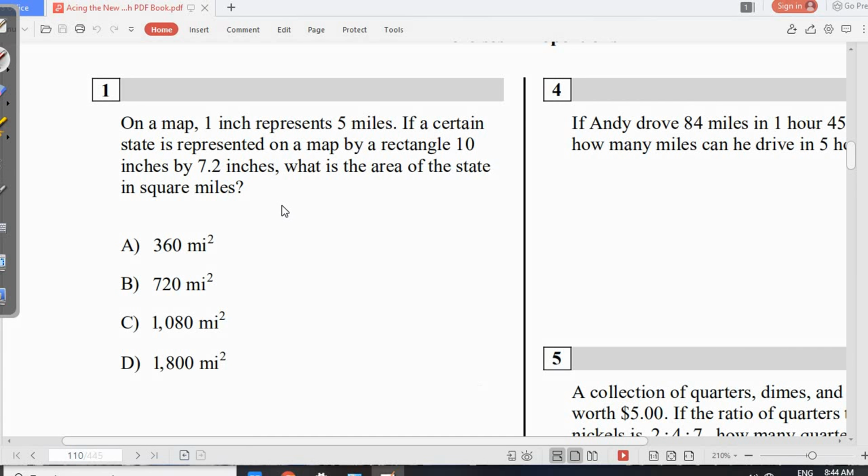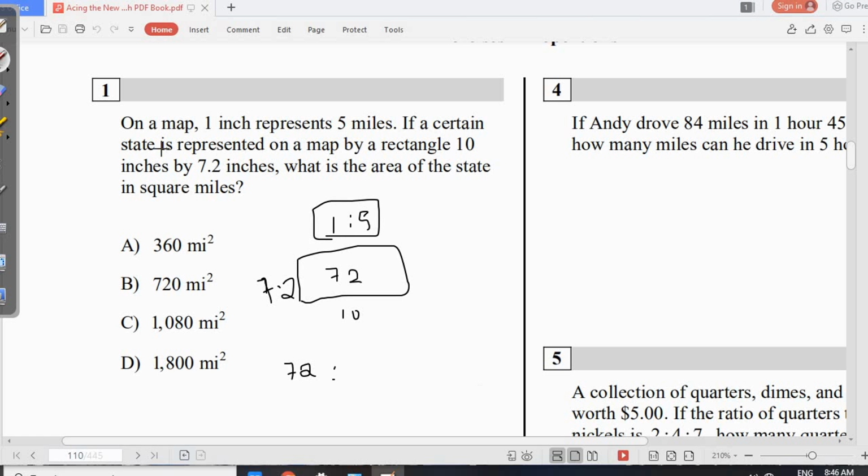So we have on the map 1 inch represents 5 miles, so 1 is to 5. If a certain state is represented on the map by a rectangle 10 inches by 7.2, what is the area of the state in square miles? We should just multiply each of them by 5 and then multiply them together. So 7.2 times 5 and then 10 times 5. When you get that, you multiply them together and you have your answer.